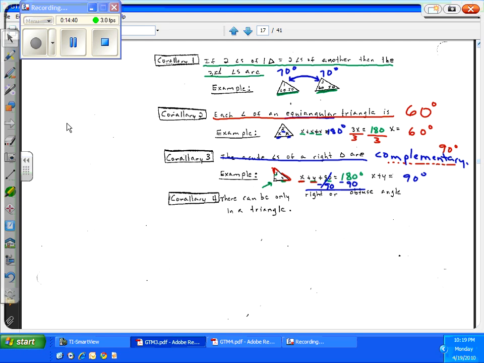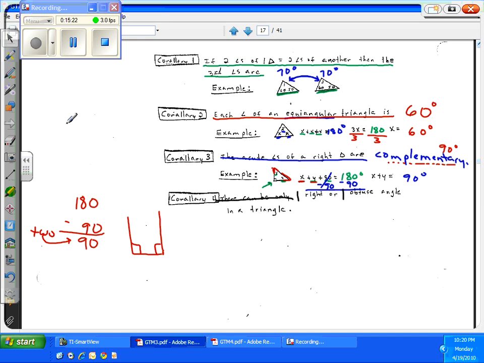And then we have corollary 4, which says that there can be at most only one right angle or one obtuse angle in a triangle. If a triangle adds up to 180 and you have a right angle that's 90, 180 minus 90 is 90. That means that you have the two angles left that have to add up to 90. So you can't have two that are 90. You wouldn't end up with a third angle. You couldn't have a triangle, you see.